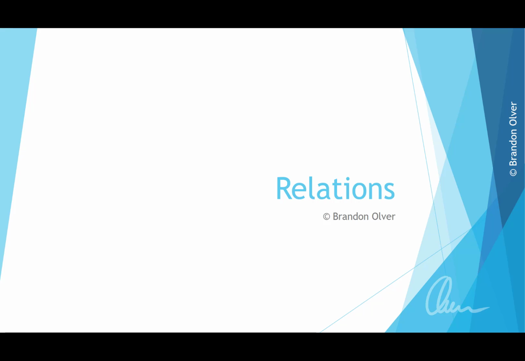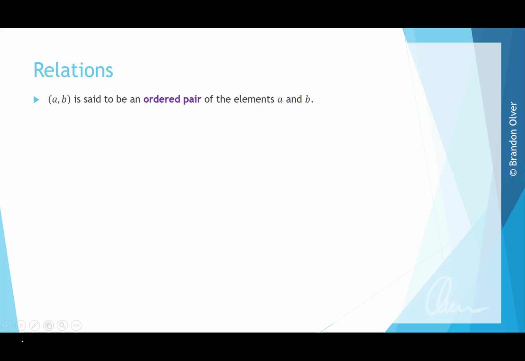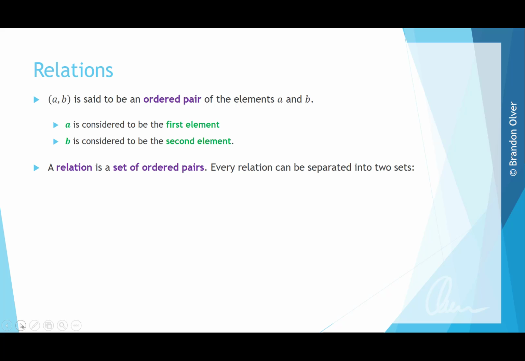In this video we will be looking at mathematical relations. (A, B) is said to be an ordered pair consisting of the elements A and B. We consider A to be the first element in the ordered pair, and that means that B is considered to be the second element. A relation is a set of ordered pairs.